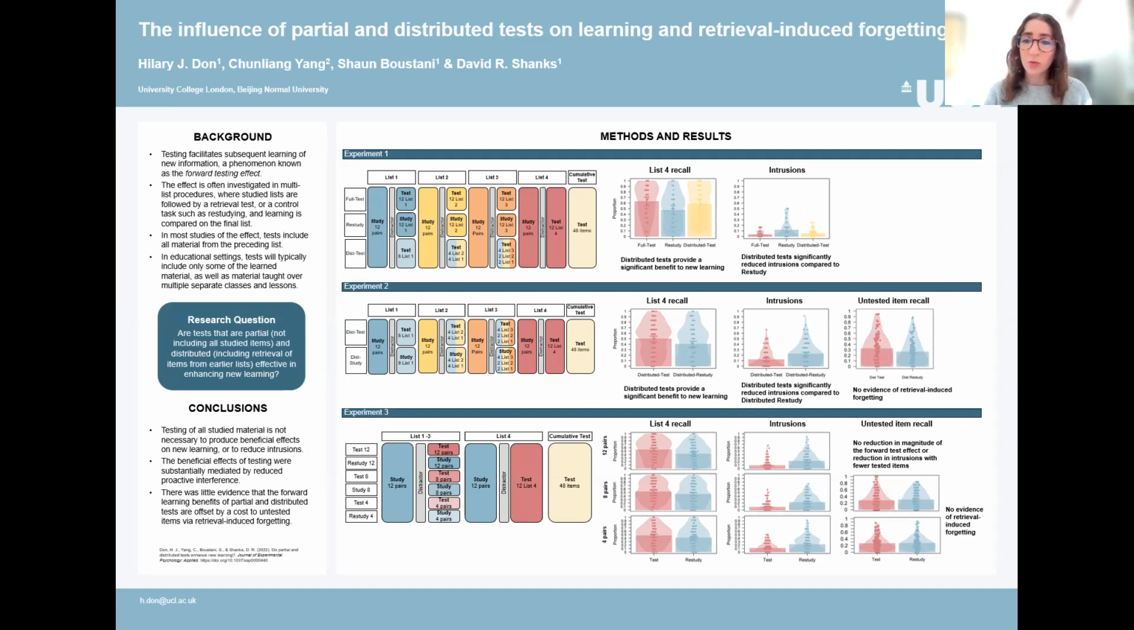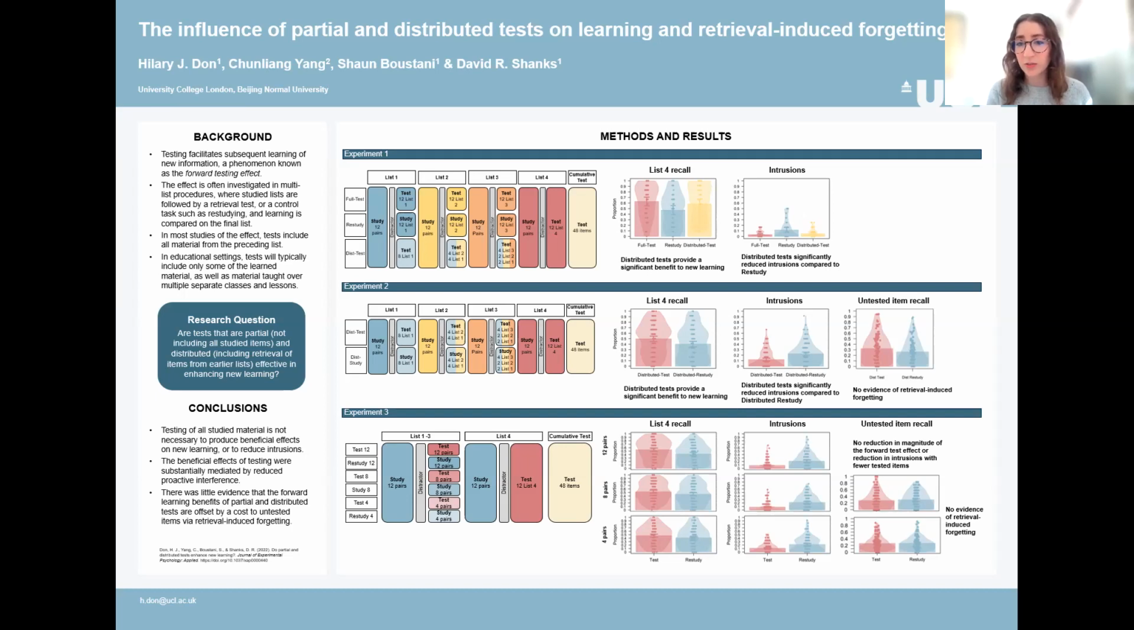In addition, one explanation for the forward testing effect is that testing reduces proactive interference by inducing context changes. So we were also interested in whether partial tests are sufficient to reduce proactive interference, which we measured by the number of intrusions, which are incorrectly recalled words from prior lists in the final list test.